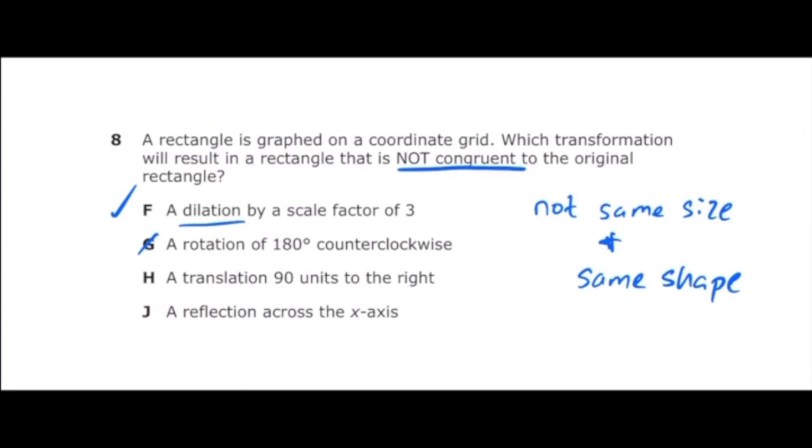Again, a translation is just going to move the shape over. It's not going to change the shape or the size. So it's not letter H. And then letter J is a reflection across the x-axis, which is just going to give you a mirror image, but the size and the shape are still the same. So the correct answer is going to be letter F.